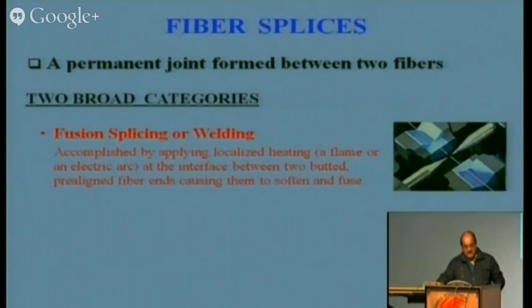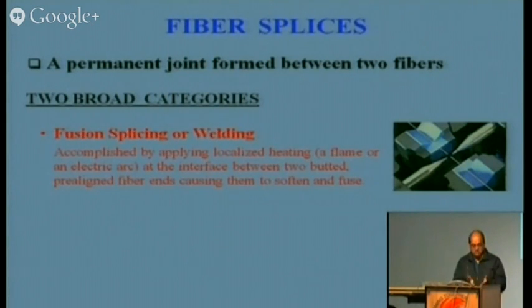So at the interface between two butted, pre-aligned fiber ends, it causes them to soften and fuse. You have to first prepare the fiber, bring them together, align them together, and then you start the heating source. You raise the temperature, the fibers start fusing, then you press them together. Then switch off your arc, and on cooling the joint will be made.